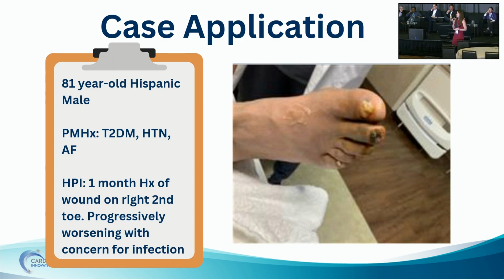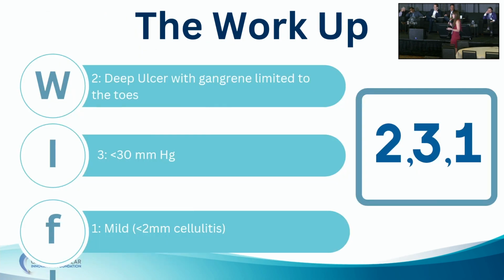I've got an 81-year-old Hispanic male, history of type 2 diabetes, hypertension, and atrial fibrillation. He shows up to the hospital. His podiatrist had sent him. He had a 1-month history of a wound on the right second toe. It was progressively worsening, having some erythema and edema. So he was presented for concern of furthering infection and further workup in the hospital.